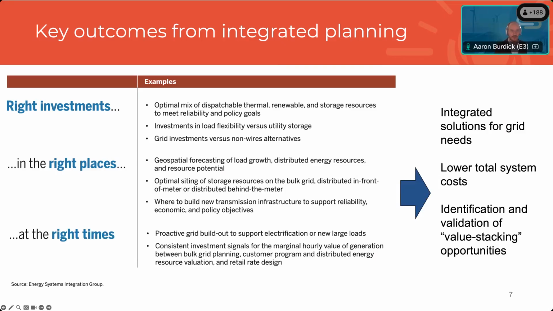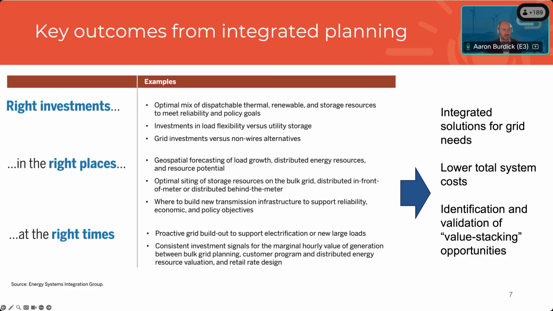So that includes the right mix of generation resources. It also includes the right mix of load flexibility versus bulk grid resources, and investments in the grid versus resource or non-wires alternatives. We want those investments to be in the right places. So this involves doing more geospatially granular planning for loads and resources. It involves considering where to site new resources like battery storage and where to build new grid infrastructure.